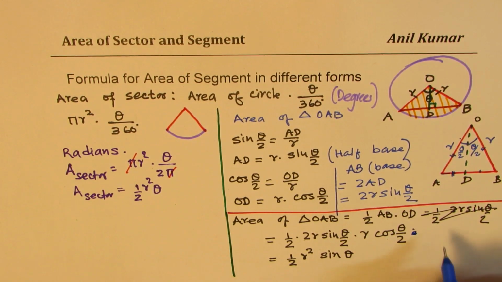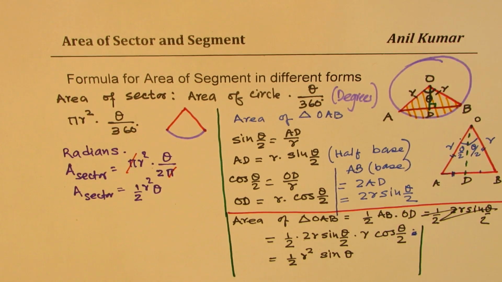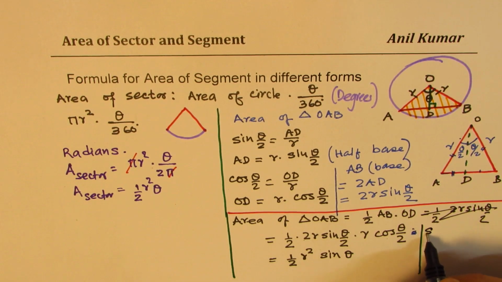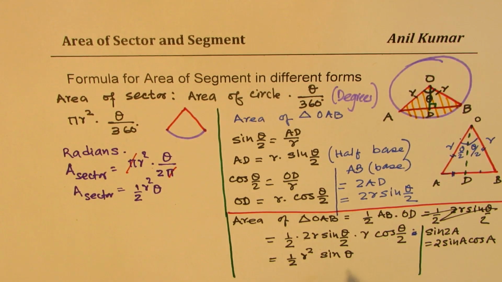Since we know the double angle formula, let me give it in this small space. Sine 2a is equal to 2 sine a cos a, correct? So you can use this formula, with a as theta by 2, right?